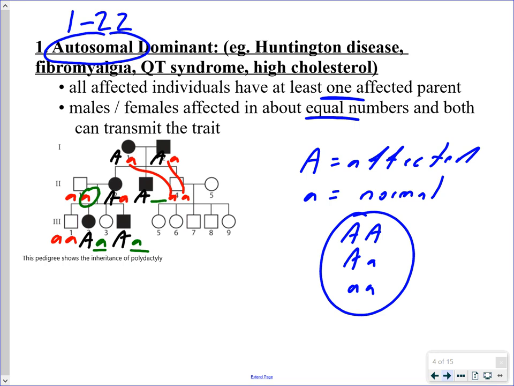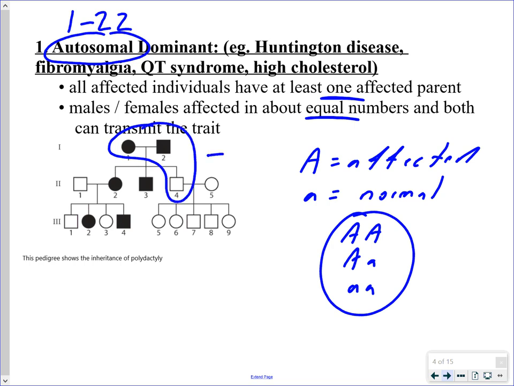Now a big clue for this one is that if we do take a look at this pedigree again, what we see is we have some individuals that are affected, but they have a child that is not. So look for that. This is a pretty good clue, at least for a starting point, that this condition is going to be autosomal dominant.